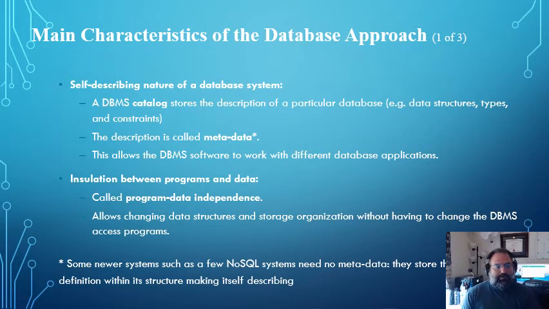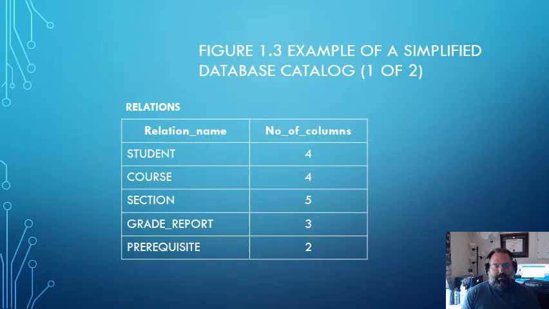And there's an insulation between programs and data, and this is called program data independence. This allows changing the data structures and the storage organization without having to change the database management systems, the access programs. This is also sometimes called abstraction, or using an interface of some form to enable this sort of capability. But the basic idea is that the data that you're storing should be able to be stored in such a way that you could potentially change out the database management system and the users of that data not be affected.